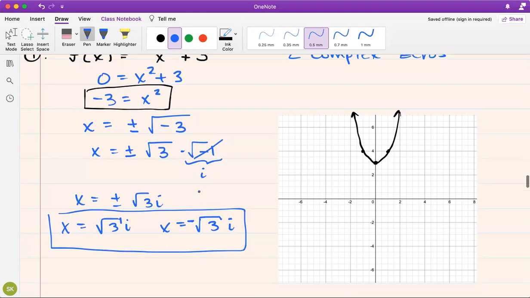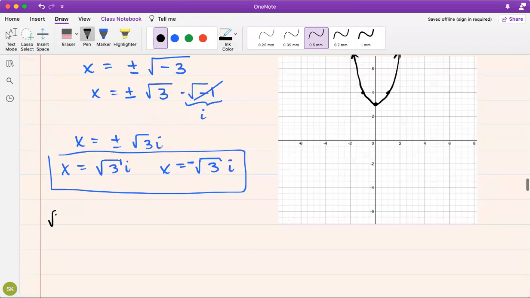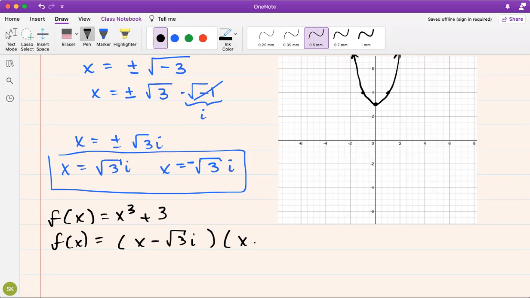Okay, I also want to mention how we would write this in factored form. Now you don't have to do this, but I'm going to do it just so that you've seen it. You can factor x squared plus 3. This factors into x minus square root 3i and x plus square root 3i.